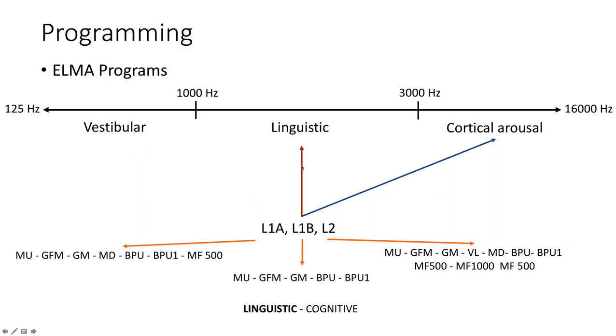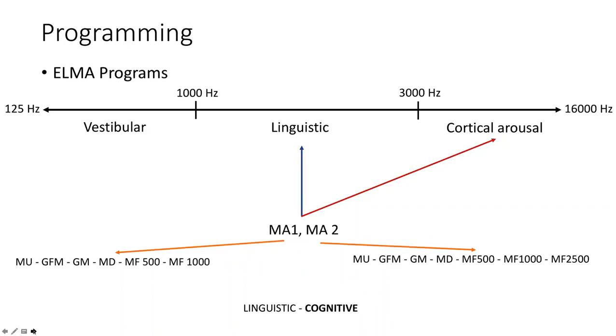Then we have the linguistic programs, which concentrate more on the linguistic and on cortical arousal, because we start using the filtering, which means that we are cutting off the vestibular area. So these areas won't be stimulated as much as in the other programs. And as we go up in the programs, you see that the filters go higher up. So we're working much more in the linguistic areas, concentrating our work in linguistic and cortical arousal.